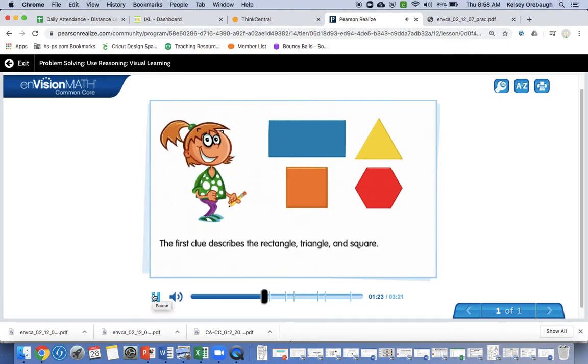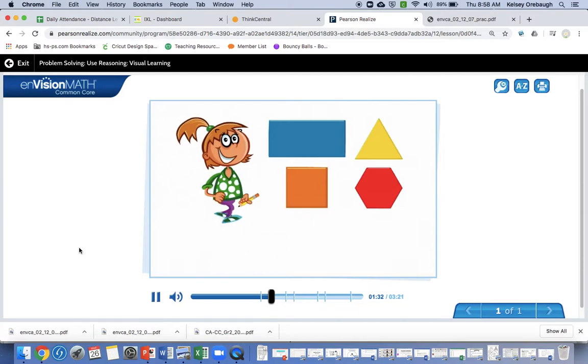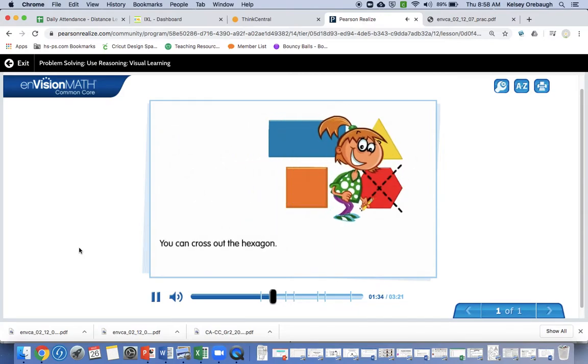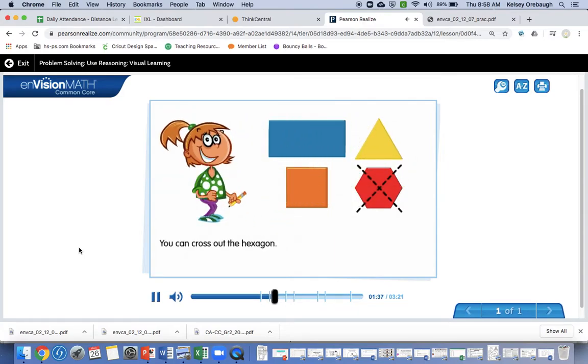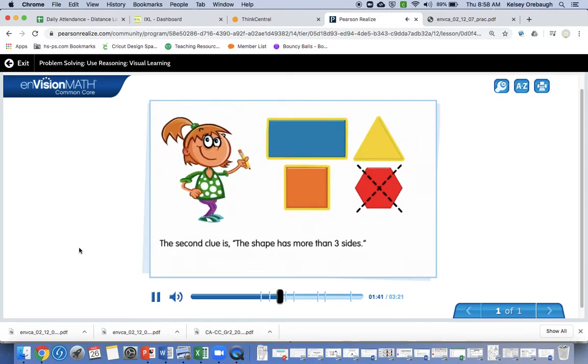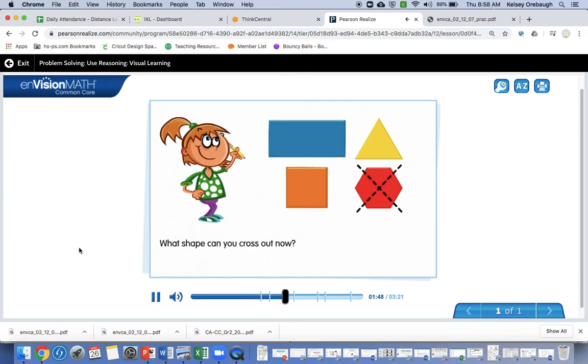The first clue describes the rectangle, triangle, and square. What shape can you cross out? We decided we can cross out the hexagon. The hexagon has 6 sides. You can cross out the hexagon. What is the second clue? The second clue is the shape has more than 3 sides. What shape can you cross out now?